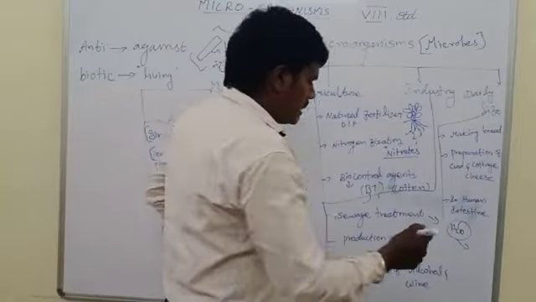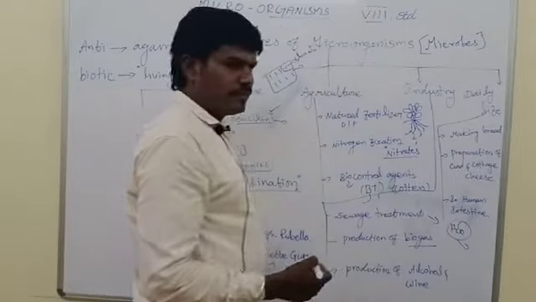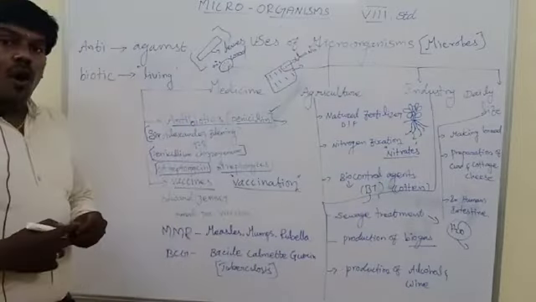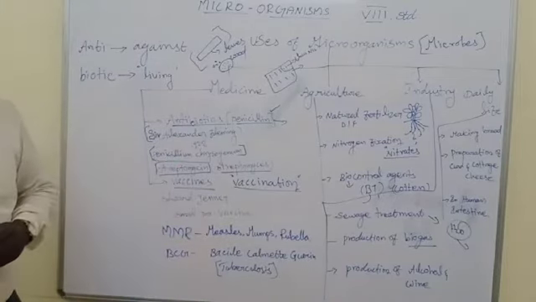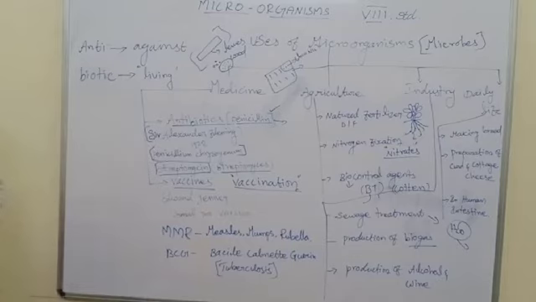And then production of biogas. Biogas means what? A living organism produces the gas. That is biogas. How do you produce biogas? See, human, animal and plant waste are broken down by anaerobic bacteria to produce methane, along with carbon dioxide and hydrogen. These bacteria are called methanogens.